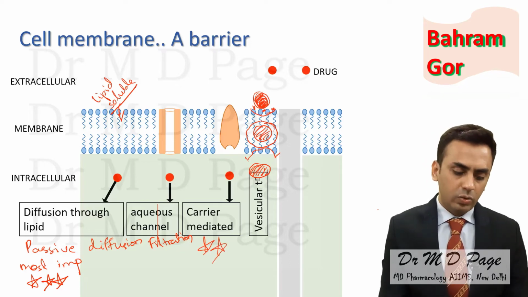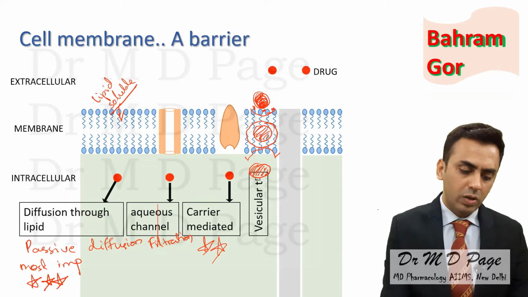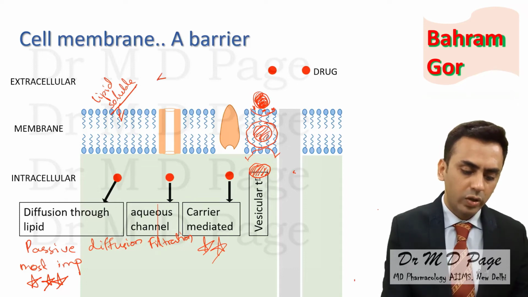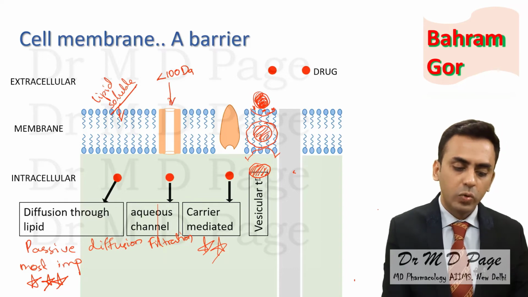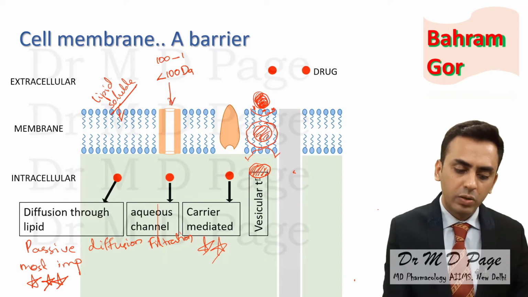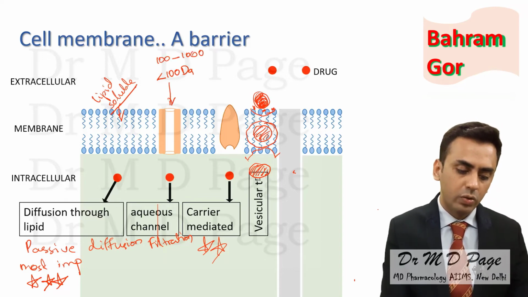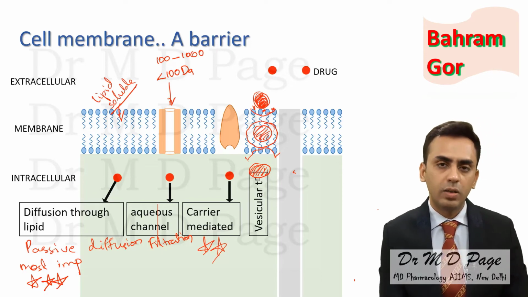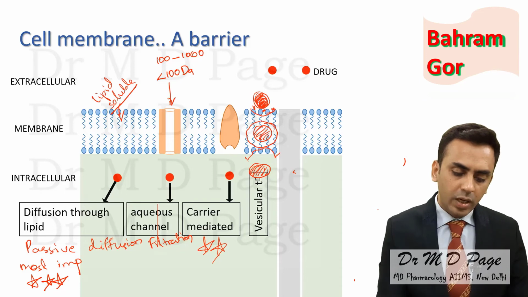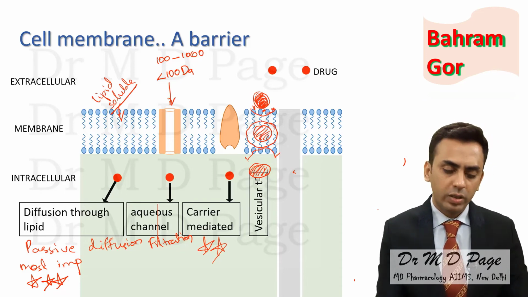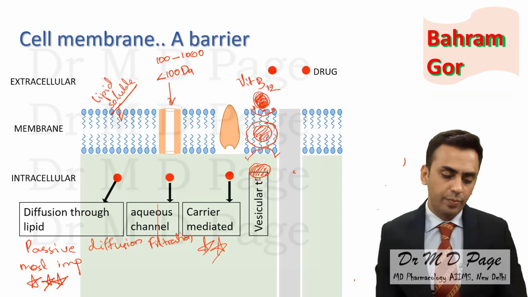So the remaining two: through an aqueous channel, this is not important. Why? Because only drugs with molecular weight less than 100 daltons will cross through this membrane. Most drugs have molecular weight between 100 and 1000. So very few drugs will cross the cell membrane through an aqueous channel. And vesicular transport is also least important. It is usually for larger molecules. For example, vitamin B12 may be crossing the membrane through this.